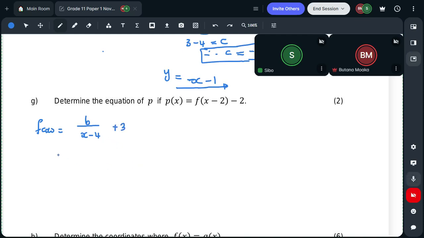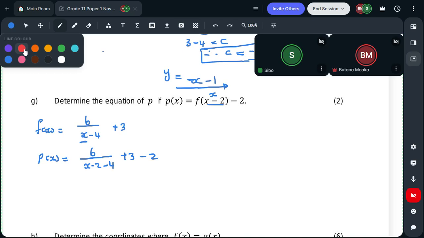So when they want p at x, meaning that on the equation, where there is x, remember, this is f at x, where there is x you put x minus 2. So where there is x, I put x minus 2. Then I still have minus 4 plus 3. From this whole equation, we subtract 2. So you're moving a bit fast. Is it fast? Yes, sir.